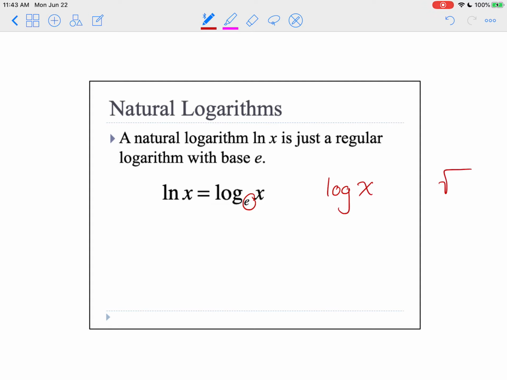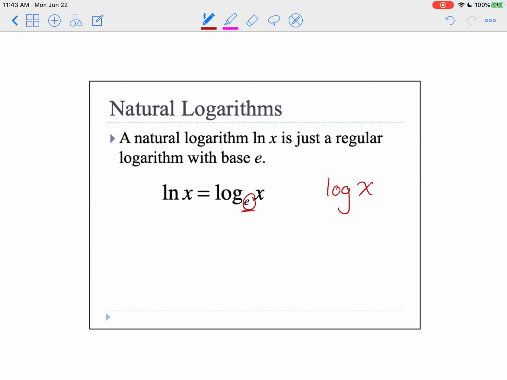Just like with a square root, you don't have to write the 2 when you're doing a square root. You only have to write a number if it's something other than a square root. If there's nothing here, people just assume it's a square root. So a common logarithm is this, base 10.